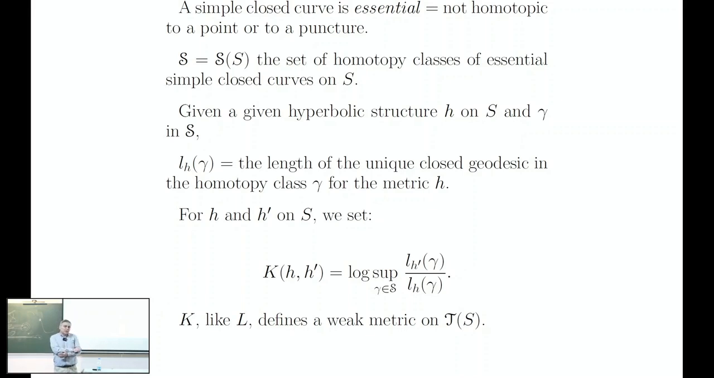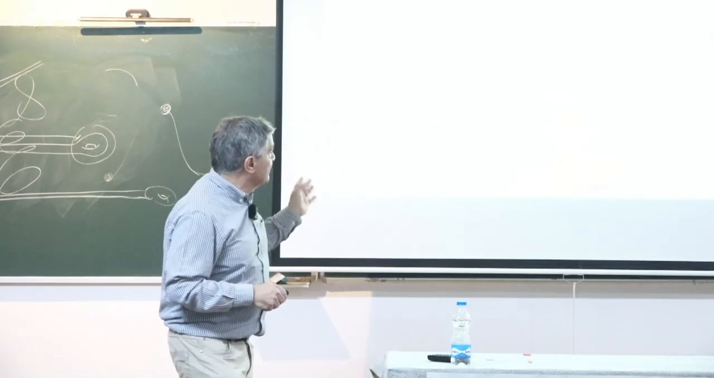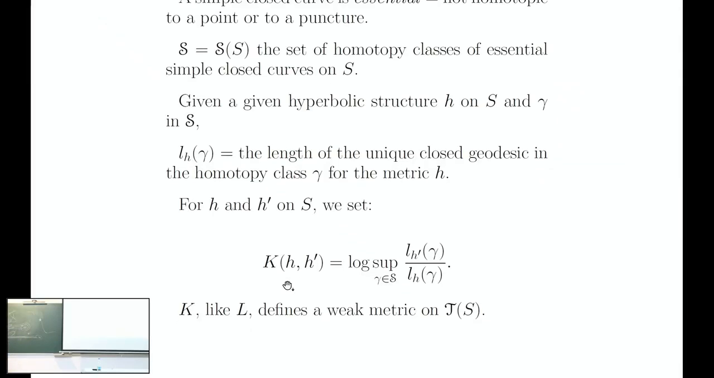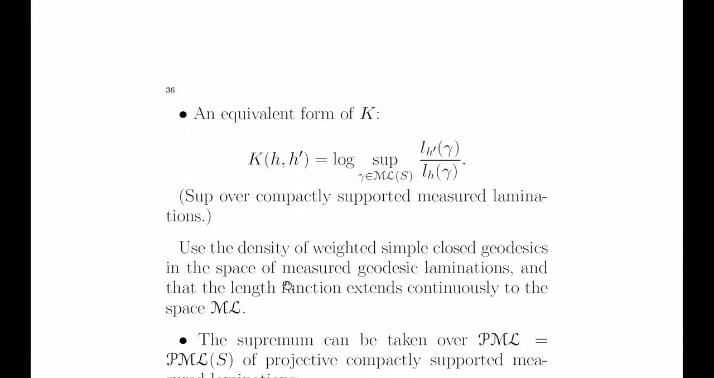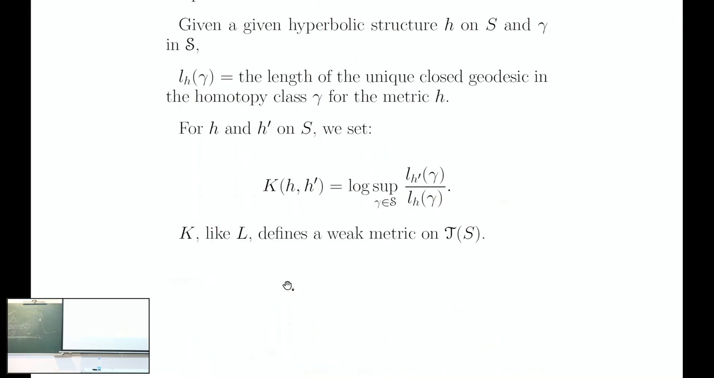Weak means that it does not necessarily satisfy the triangle inequality. It is easy to see that it satisfies the other properties of a metric, and then you will know that it does not satisfy the triangle inequality because of this. I skipped something here. I didn't write it here, but K is equal to L.